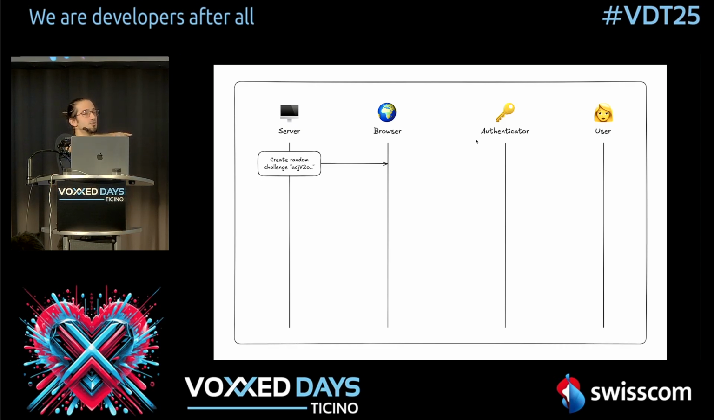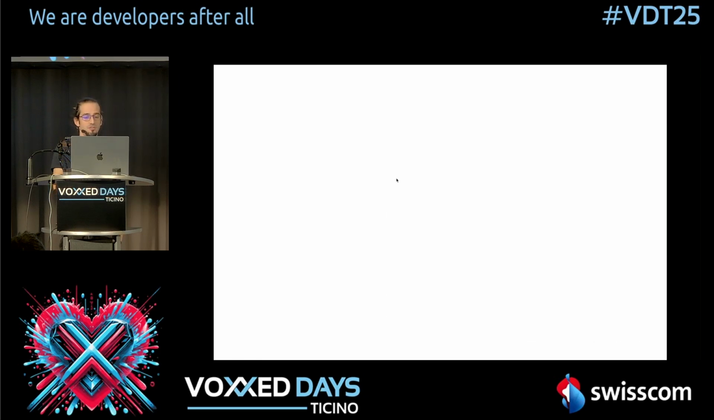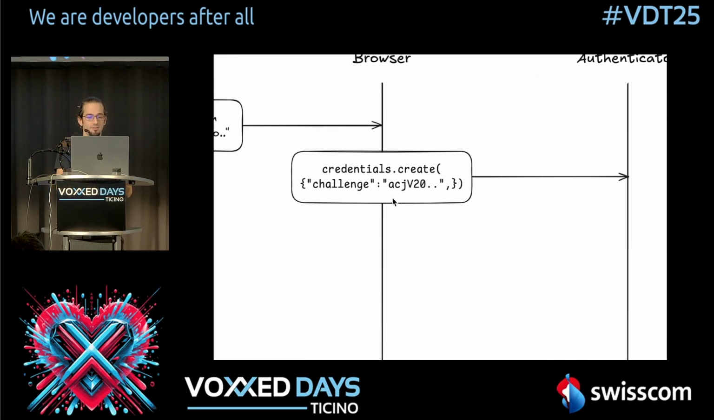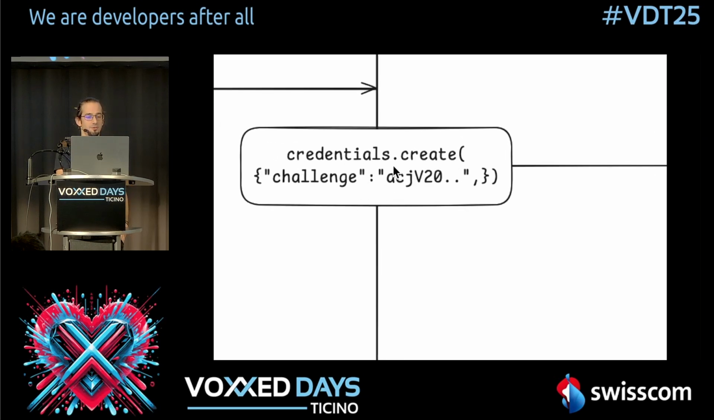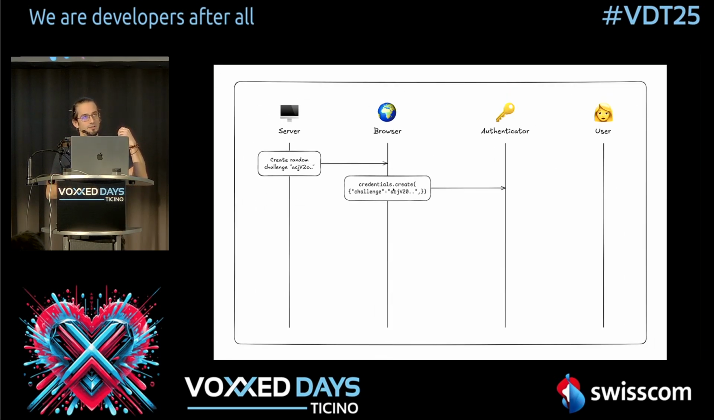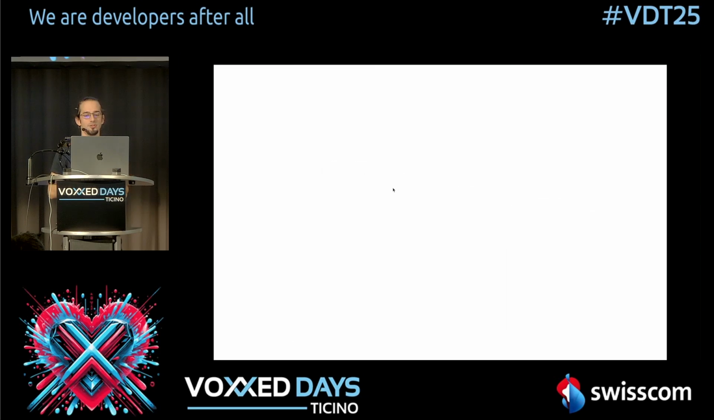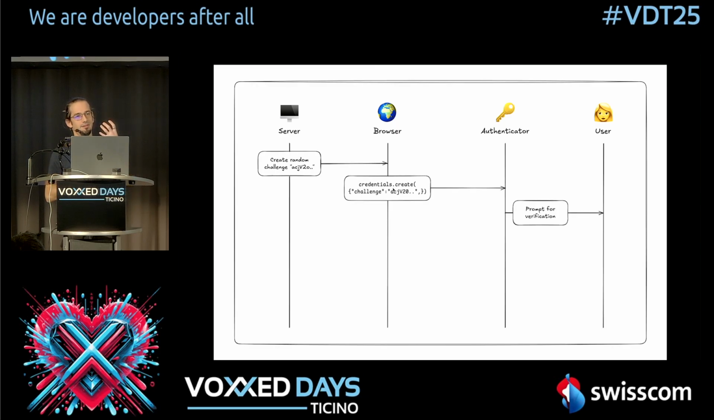So that challenge is sent to the browser. Your browser has JavaScript that calls credentials.create. So this is the WebAuthn spec that gives you this. You have a bunch of options you can pass in, but the important thing is that you use the challenge that github.com, or your website, your backend, created. When this function is called, this is where we have the dialog that comes up. So the authenticator then says, do you want to add a new passkey to your account?